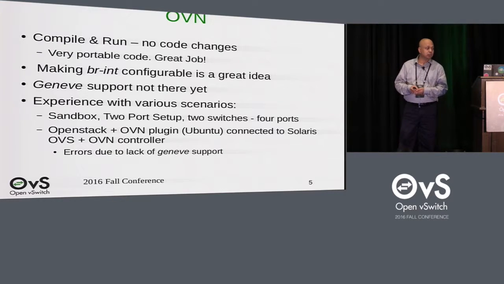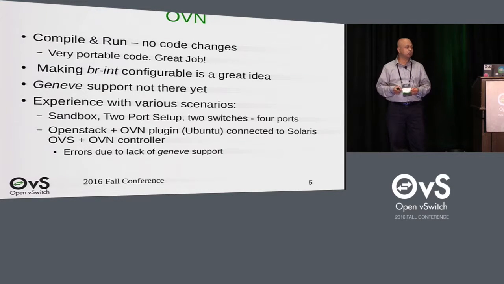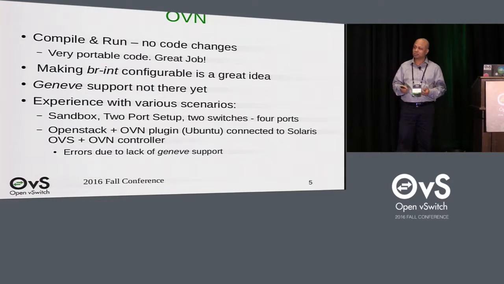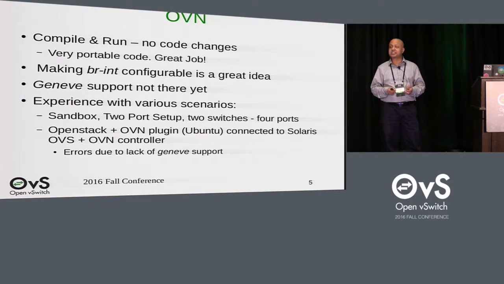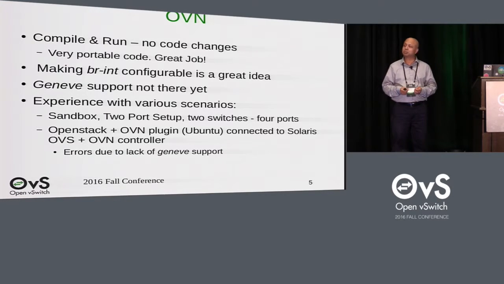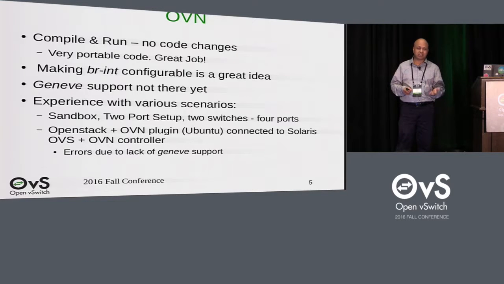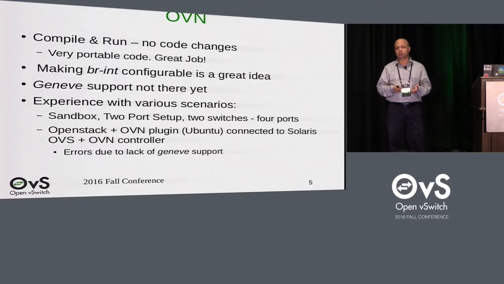So OVN. My experience with OVN is we just simply compile and run. There are no code changes needed. It's very portable code, so great job for writing portable code. Also, making the integration bridge configurable is a great idea, because on Solaris we had a requirement for the naming. br-int doesn't work. It expects a number at the end. So that way we don't have to make any code changes. Through configuration, we can fix everything. We don't have Geneve support yet.